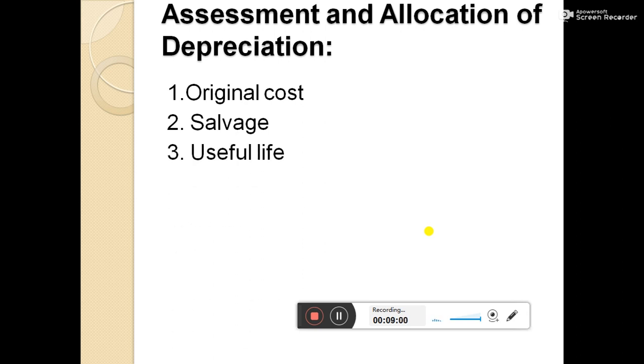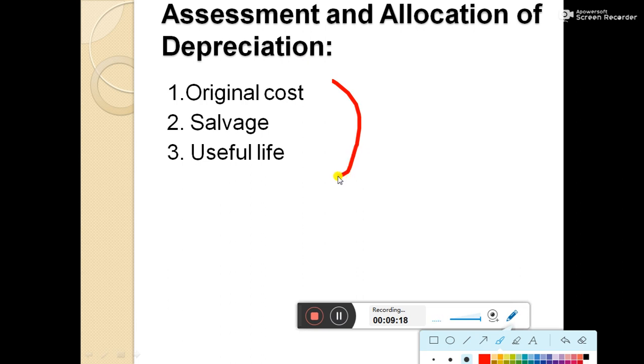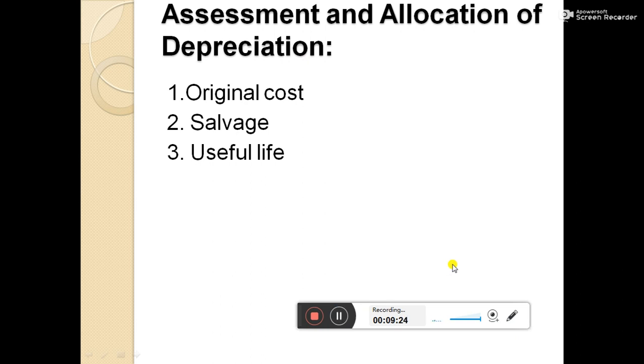Useful life. Useful life is the life of an asset. If a company is purchasing an asset, the asset will have a useful life. So these three terms are required for calculating the depreciation: original cost, salvage value, and useful life. With this, I have completed the theory of depreciation, and I hope you have understood the meaning of depreciation, the objective of depreciation, and the important terms which will be used for calculating depreciation.